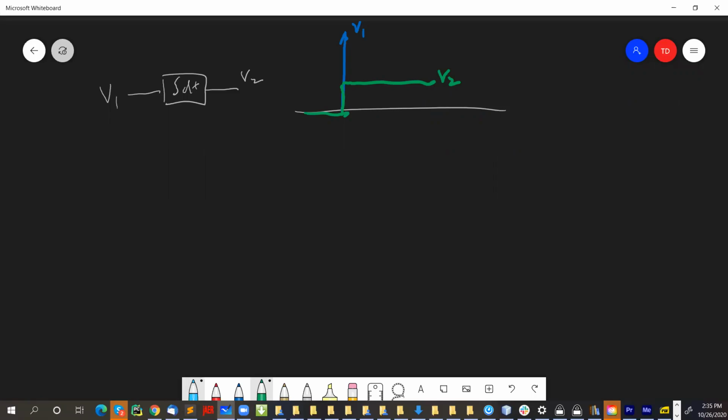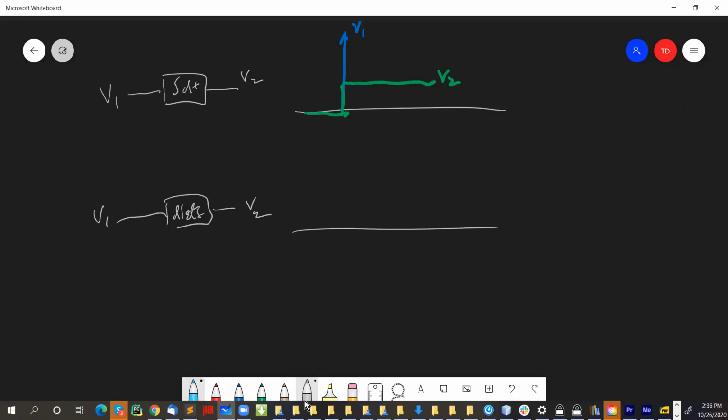And what if the circuit, instead of being an integrator, is a differentiator? So it actually computes d/dt of the input. This is V1. This is V2. Okay, so now we can't put a delta function into it, because what's the derivative of a delta function? It's like the square of a delta function, right? It's hard to define it.